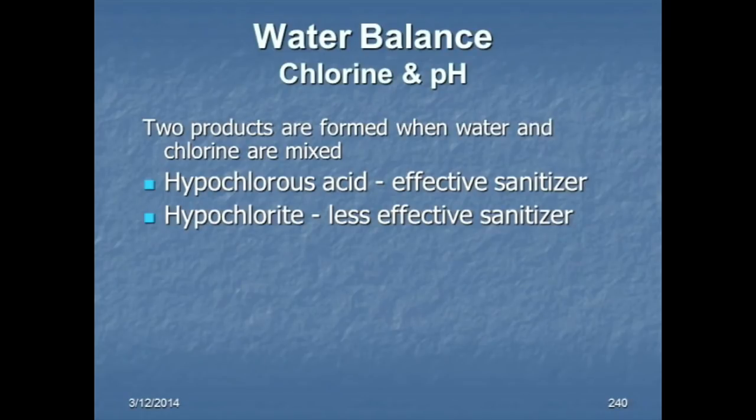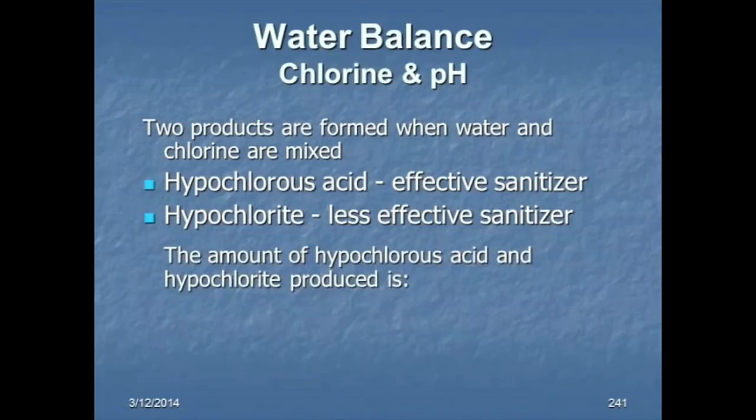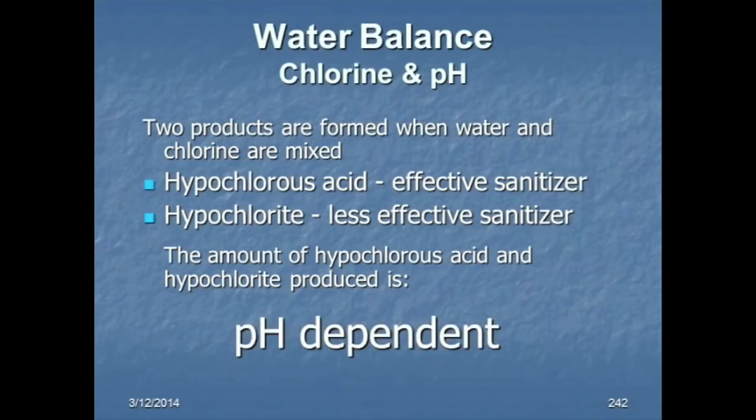Now, the hypochlorite ion is an incredibly less effective sanitizer when it comes to killing germs. It just kind of lays around all day, doesn't do a whole lot, drinks Gatorade, plays video games, not very effective at doing anything in relation to killing germs. So the hypochlorous acid is what we want to have. The hypochlorite ion can also form in the pool water. How much hypochlorous acid versus hypochlorite ion is going to form is all dependent on the pH of the pool water.